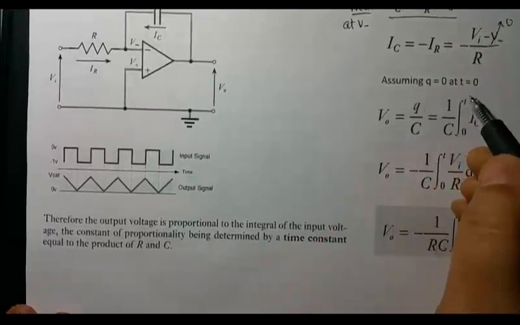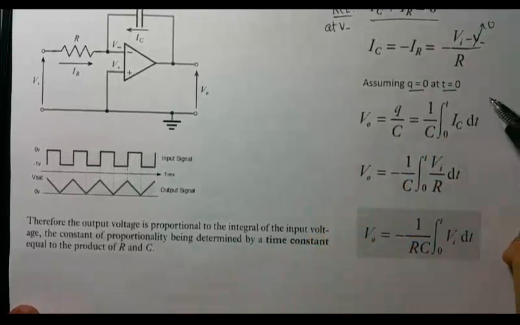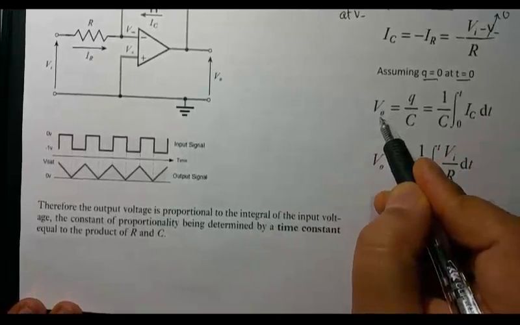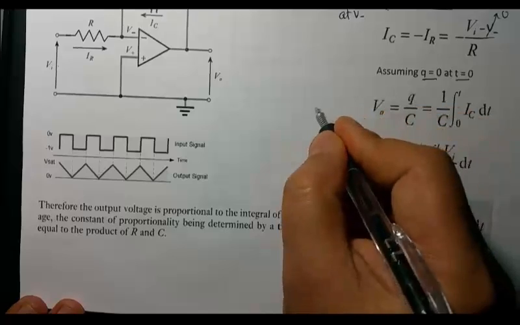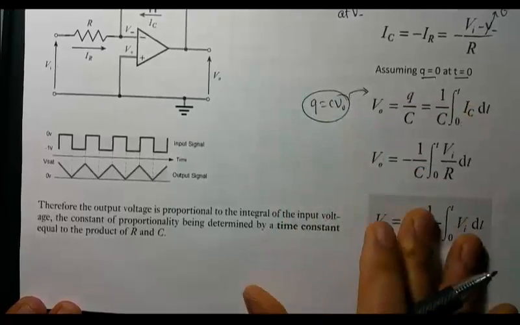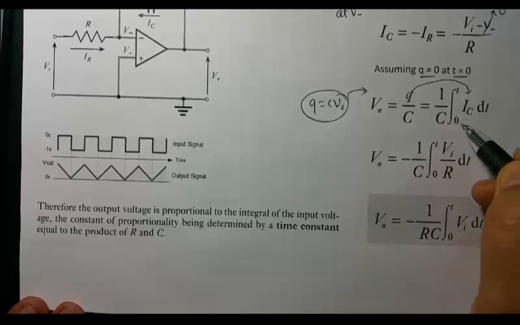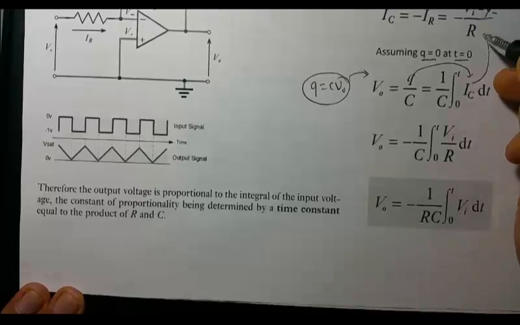So we assume that charge is 0 at t equals 0. So initially the capacitor is empty. Let's assume that. So the voltage output then will be charge divided by capacitance, because Q is CV. That's why. And charge is then the integration of the total current over the time t. And IC is given by this.